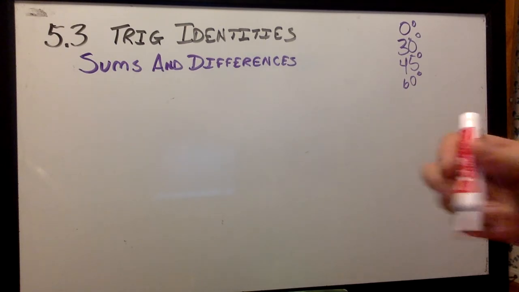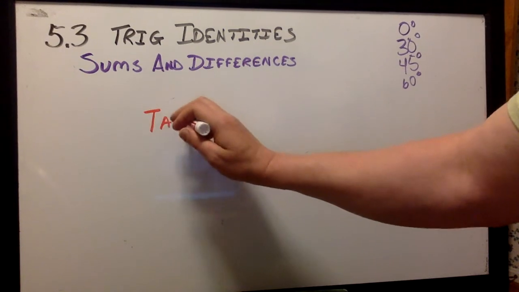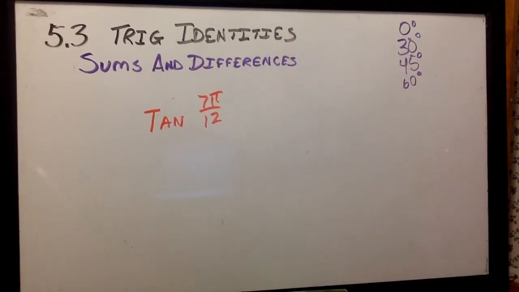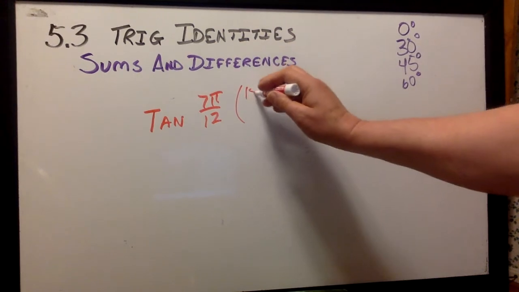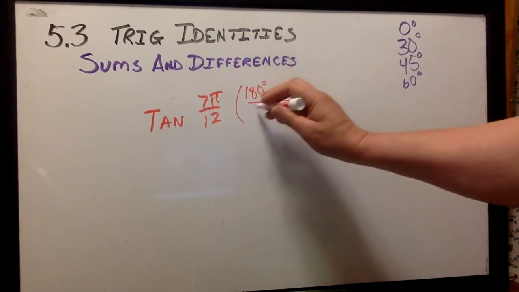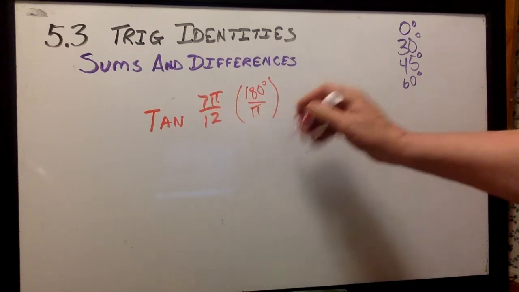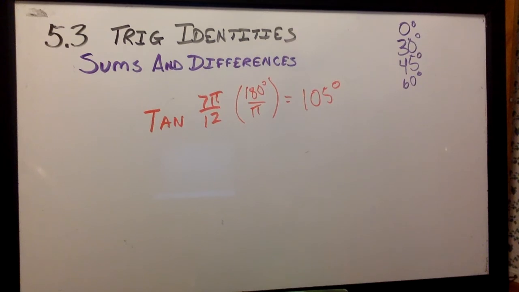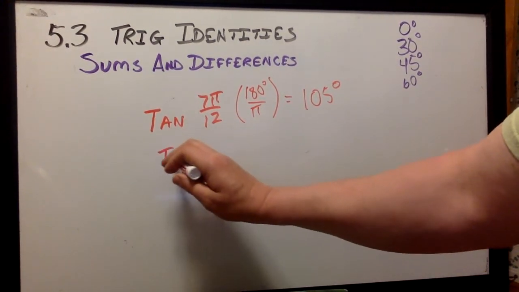The next one is the tangent, and we'll get into a tangent problem here, of 7 pi over 12. Now, 7 pi over 12 is how many degrees? Remember, you're going to multiply by 180 degrees over pi. That goes in 15 times. When you do this, you get 105 degrees. So that's what I want to know. What is the tangent of 105 degrees?